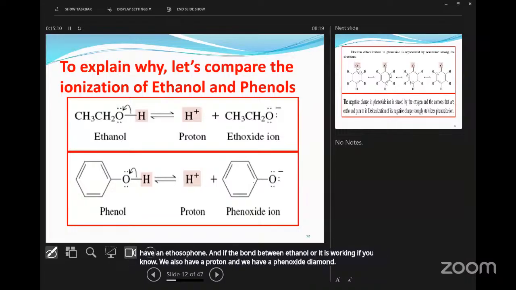But if you look at the phenoxide ion, it will be more stable because delocalization will occur here. It will be more stable than this one. Here, there's no delocalization occurring. There are pi electrons inside the benzene ring, which can move around, especially with this negative charge, because the negative charge here is also extra electrons. So they can move around. This negative charge can move around and stabilize this phenoxide ion.